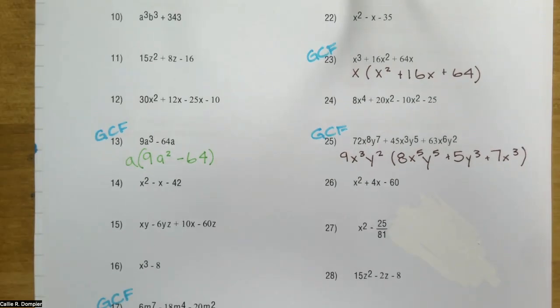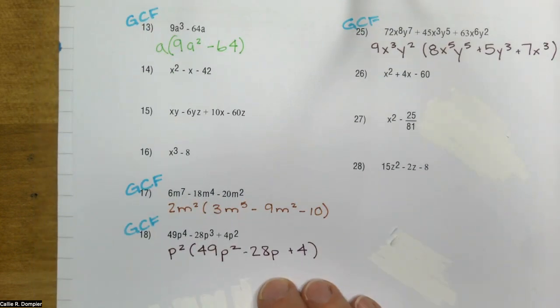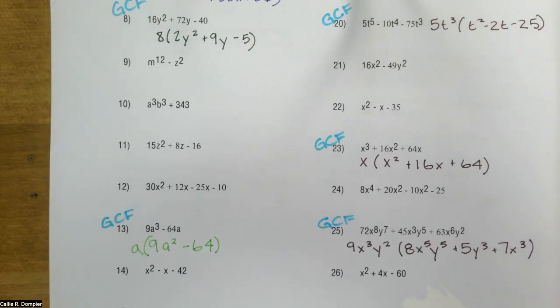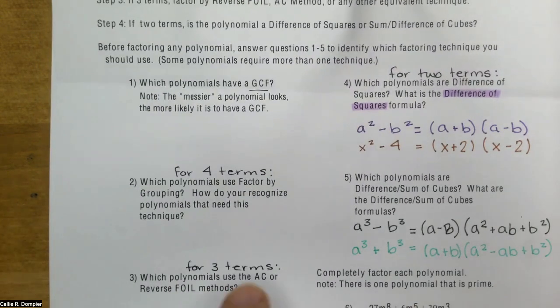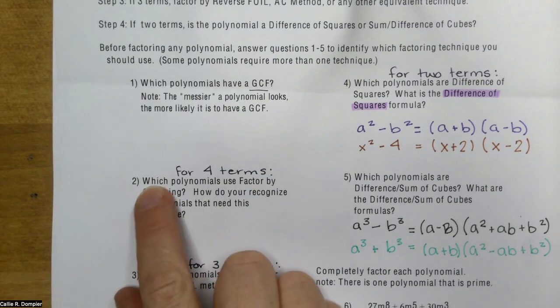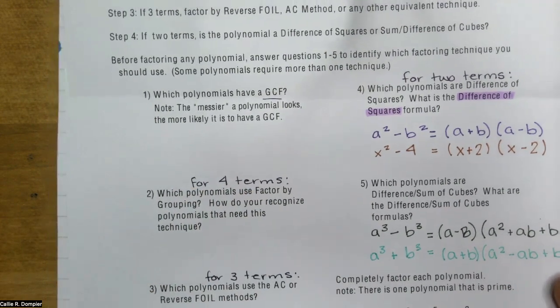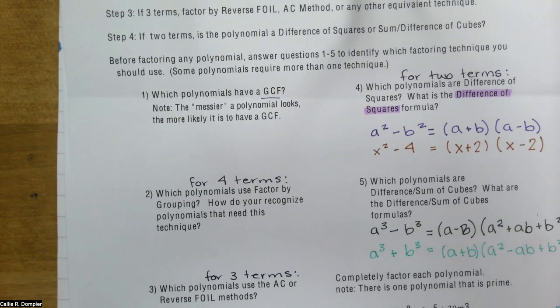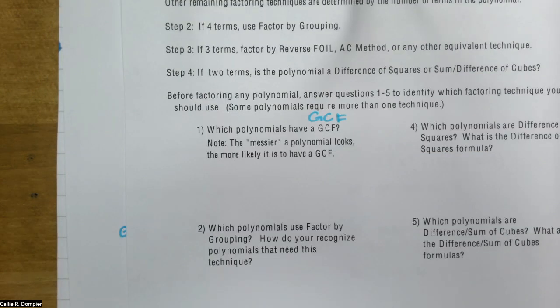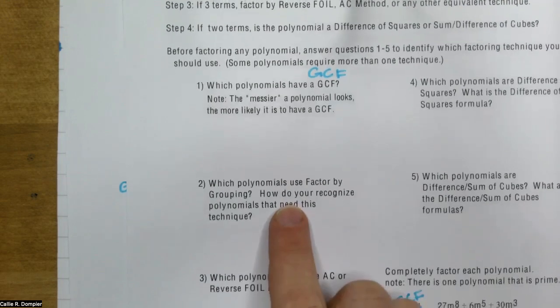All right, so I have written down the greatest common factors that we factored out for all of the questions. Now we're going to look at part 2. If you have 4 terms, all right, we're going to look at part 2.